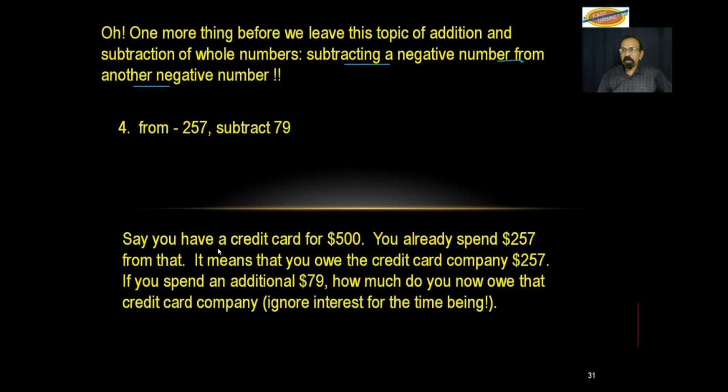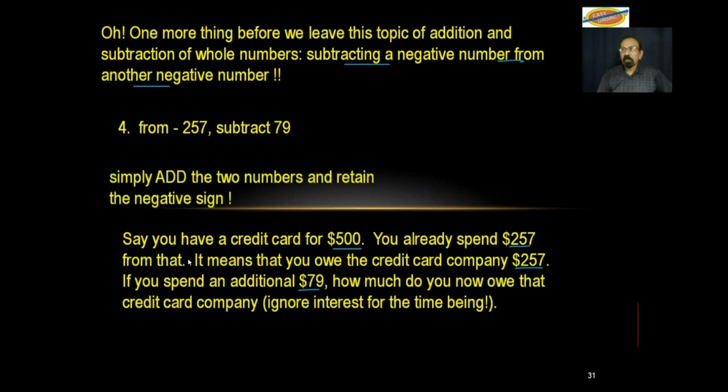Let us say that you have a credit card for $500 and you spent $257 from it. It means that right now you owe the credit card company $257. But then you went and you bought something for $79. Now, how much money do you owe the credit card in total? So you simply add the two numbers and you retain the negative sign. So this was what you owed to begin with. This is how much more you spent. You add those two. You retain this sign, which means that you now owe the credit card $336.